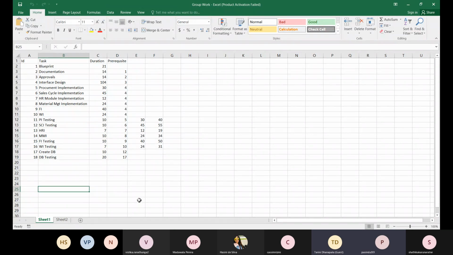Look at the WBS. You can't actually see the difference in the network diagram; you can see the difference in the WBS. Now, if you look at create DB, task number 17, Shatika has one prerequisite, which is number 12, supply chain integration testing. Okay.